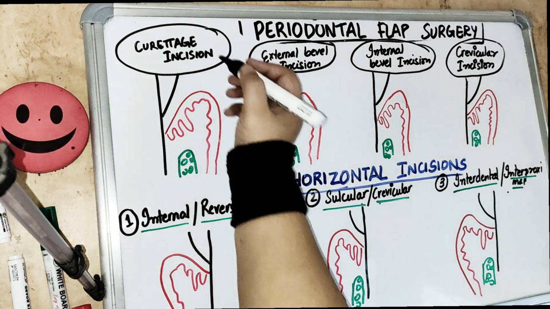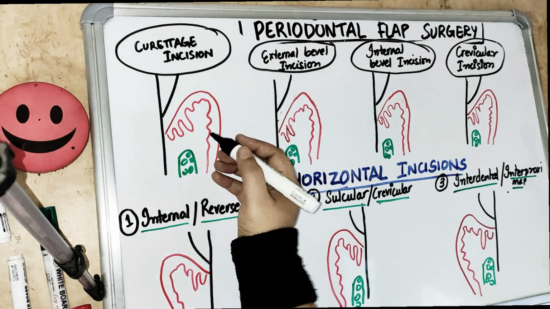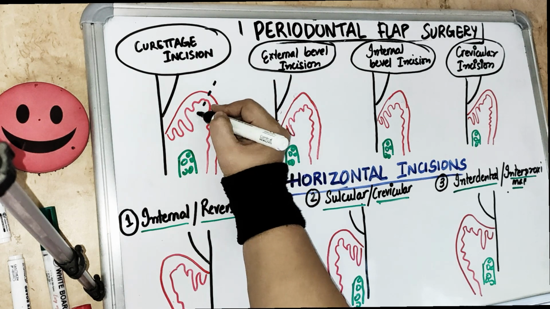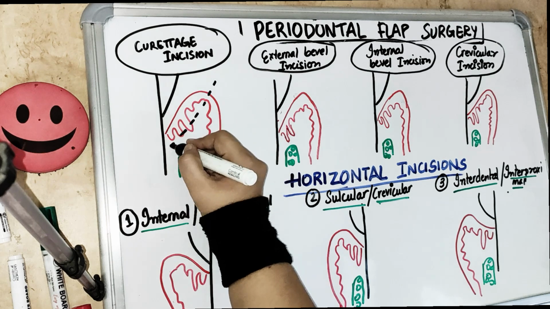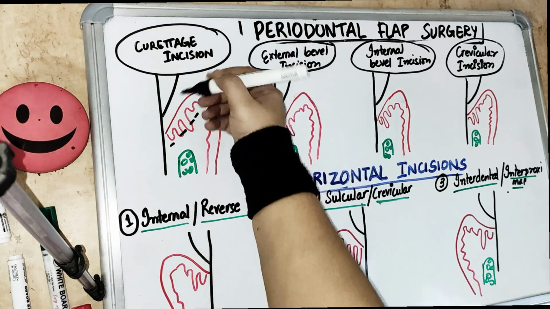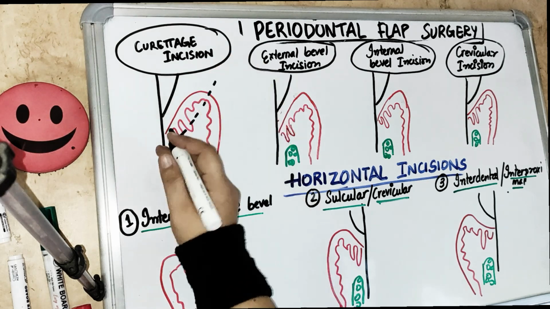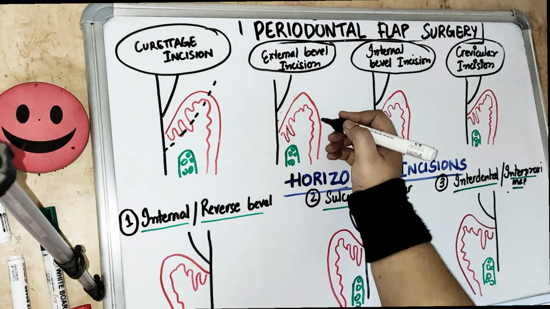The first one is the curettage incision. Curettage incision is the incision which we use in gingival curettage. This is the incision which is used to remove the pocket. This incision is placed and the lateral wall of the pocket lining is removed with the help of this incision. Next one is the external bevel incision.